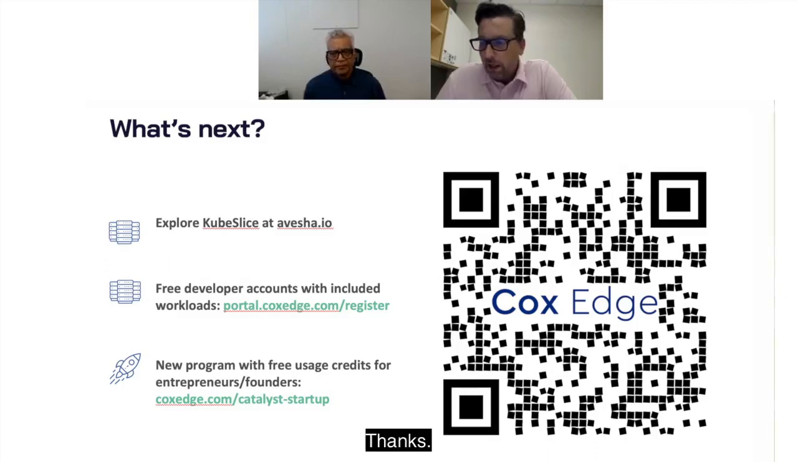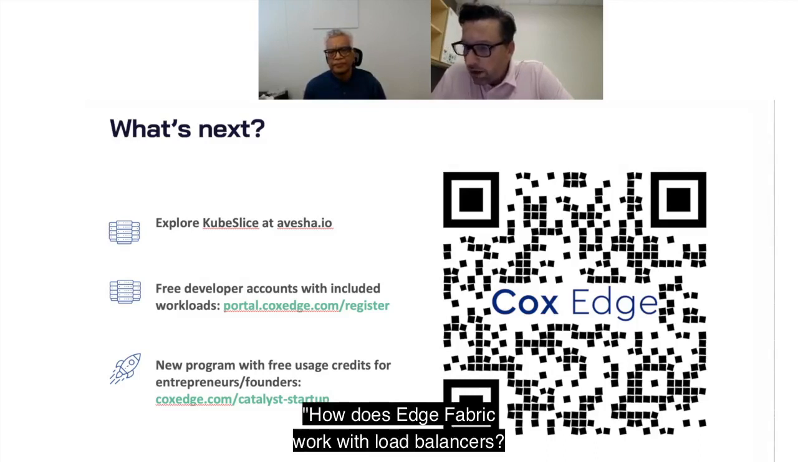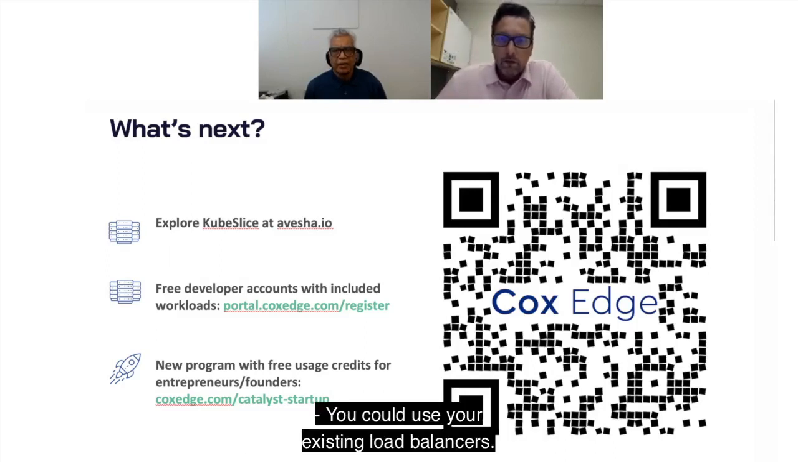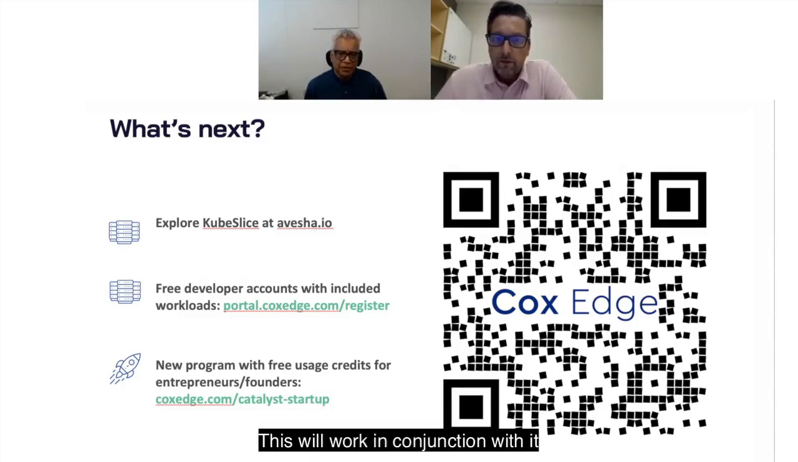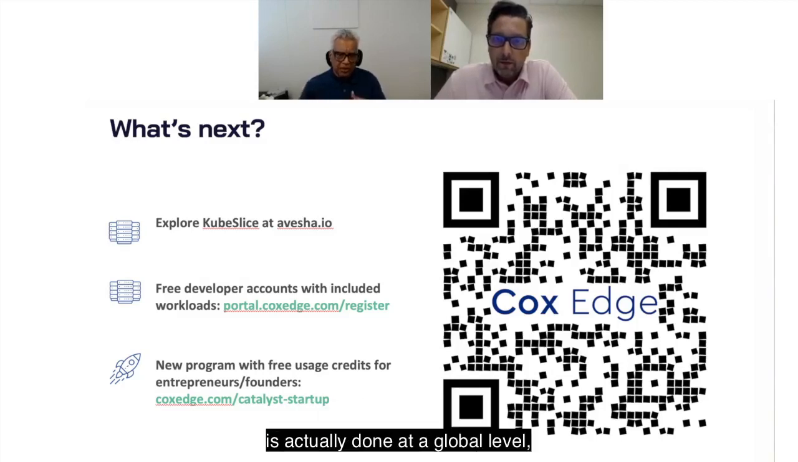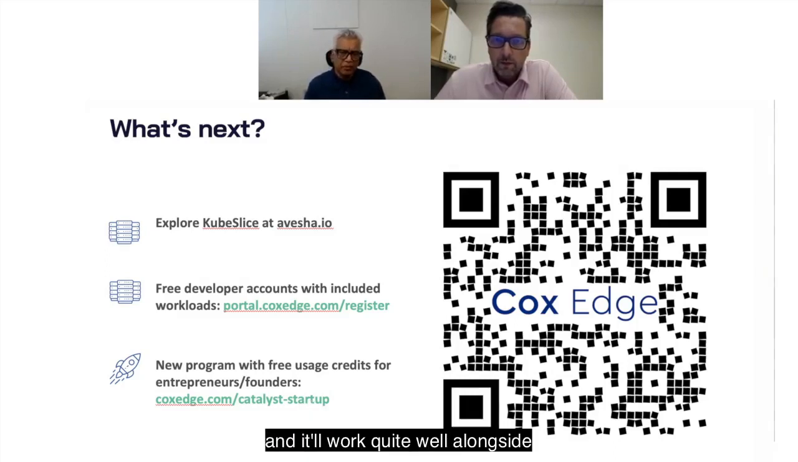Excellent, thanks. And one more question. How does Edge Fabric work with load balancers? Can I use my existing load balancers, or does this replace those? You could use your existing load balancers. This will work in conjunction with them, because the load balancing that we are talking about is done at a global level, and the ones that you might be using are more cluster specific. In that case, you can obviously continue to use them, and it'll work quite well alongside those load balancers.